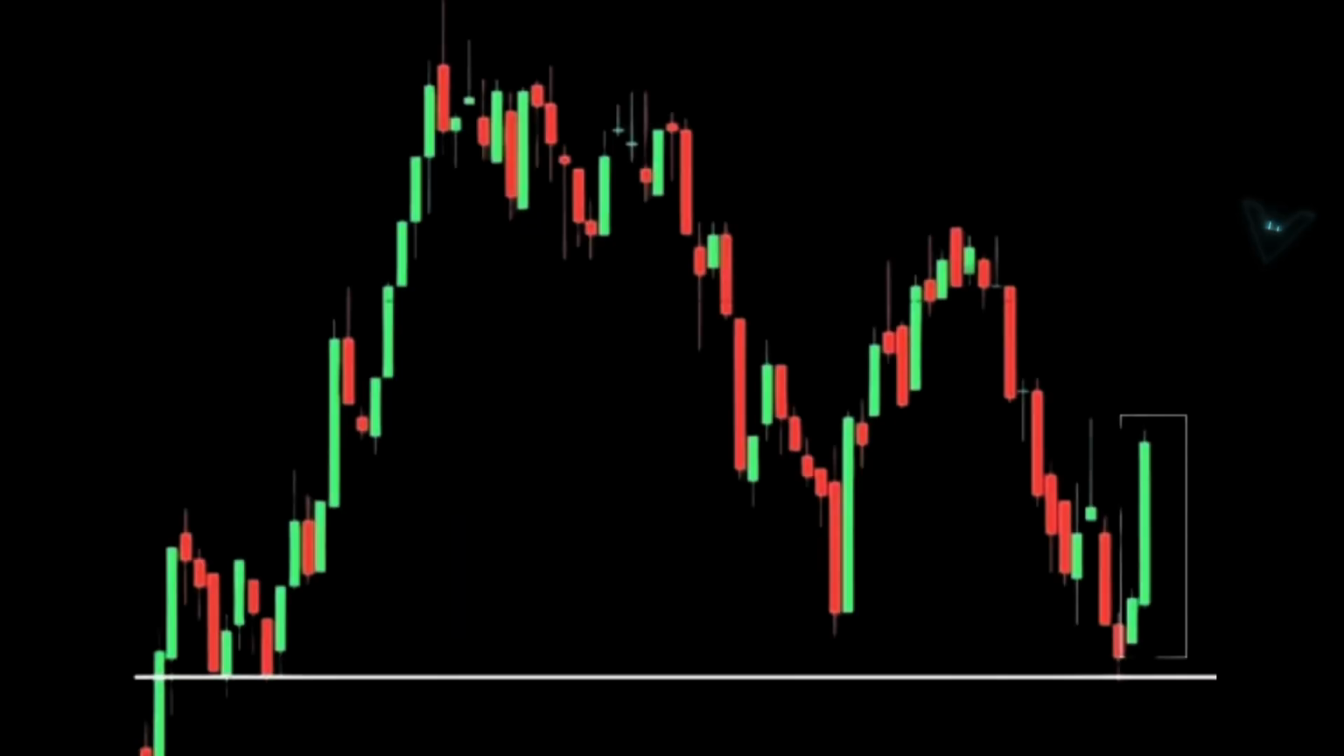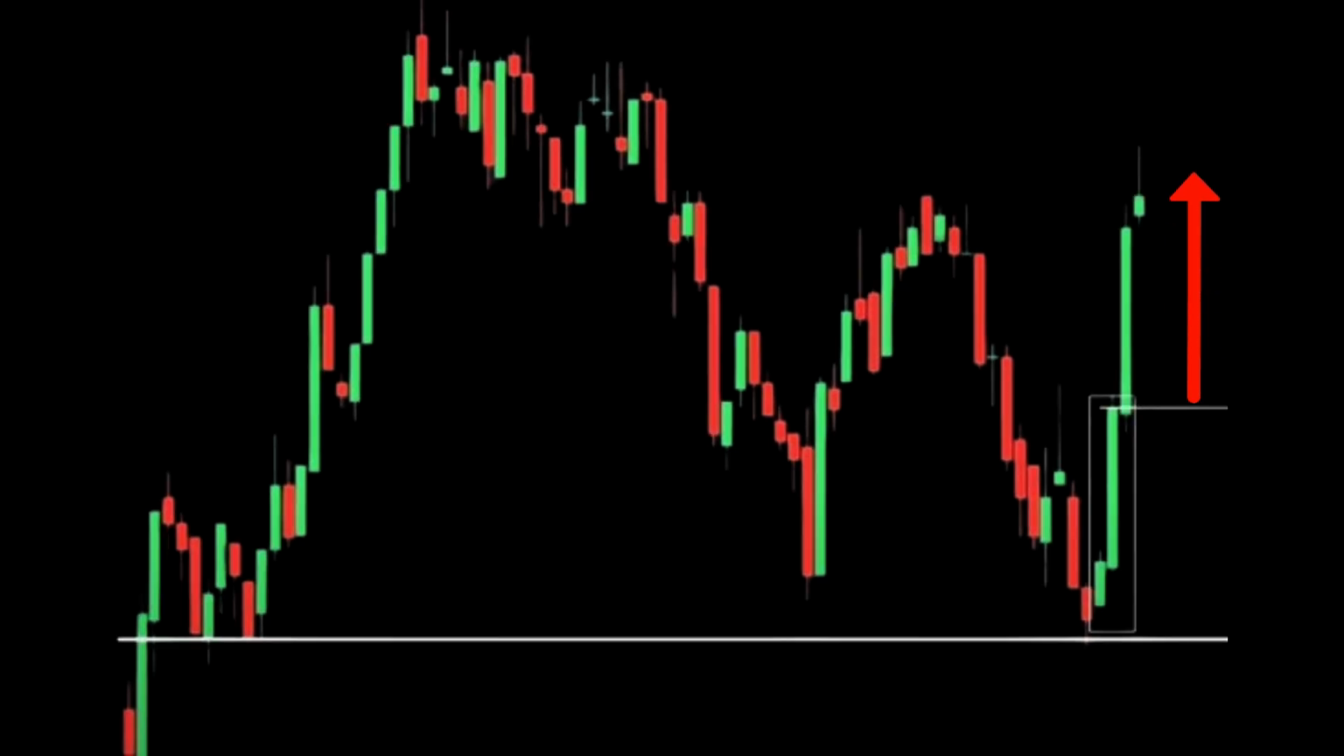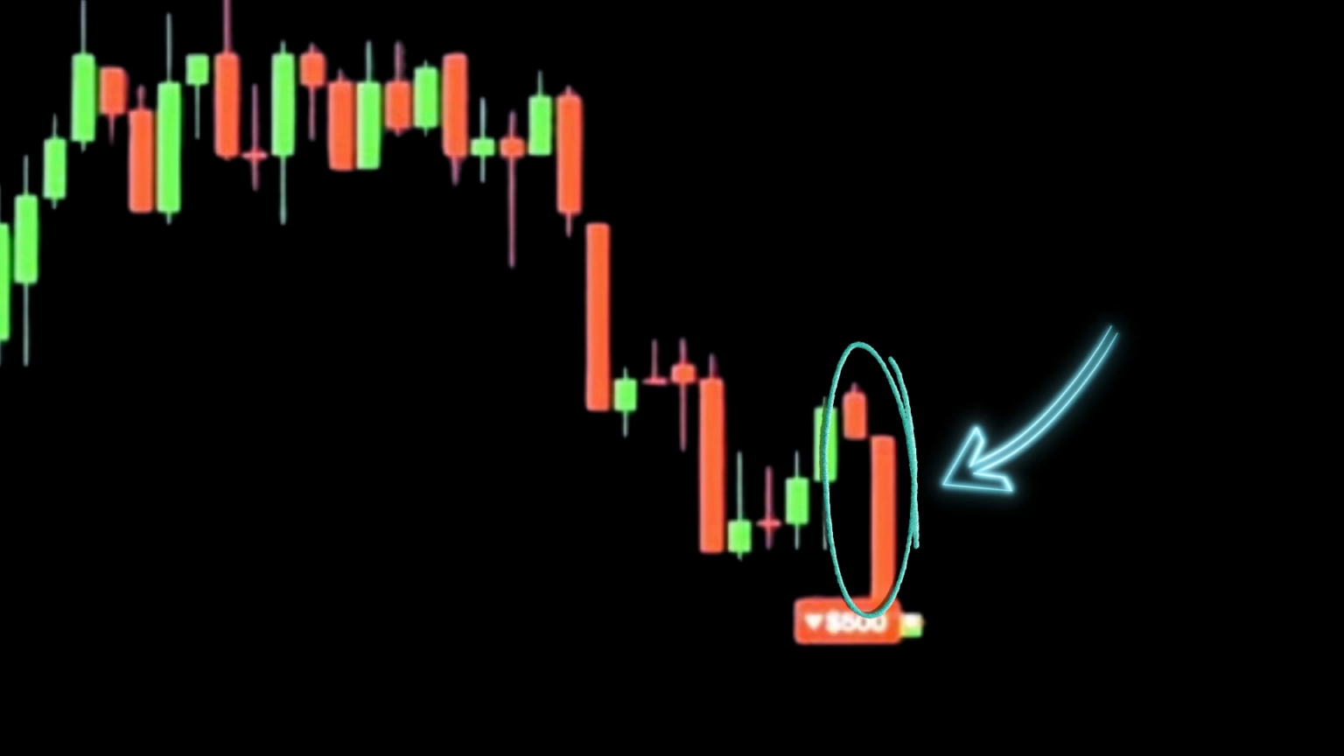Here is an example. To confirm the pattern, we open the operation. In this other case, we have a bearish pattern.